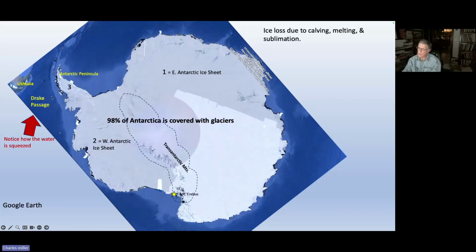See in this image how the water is squeezed through here. And that increases the velocity of the current called the Antarctic Circumpolar Current that goes through here. And in doing so, that makes that current the strongest on Earth. It does the same thing with winds.